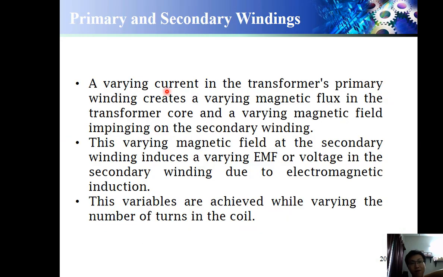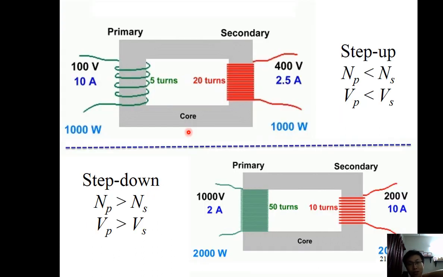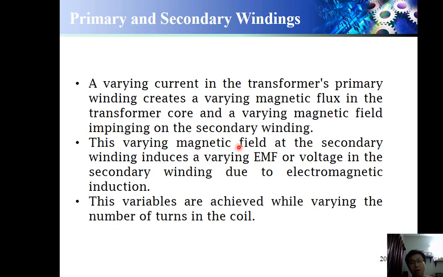This is what they call a varying current in the transformer primary windings creating a varying magnetic flux. When it varies, the flux will go from the top to the bottom, and then from the bottom to the top many times. The flux will cut the secondary winding. When there's a cutting on the secondary winding, it will induce voltage. This is why they call it a varying magnetic field at the secondary winding inducing a varying EMF.